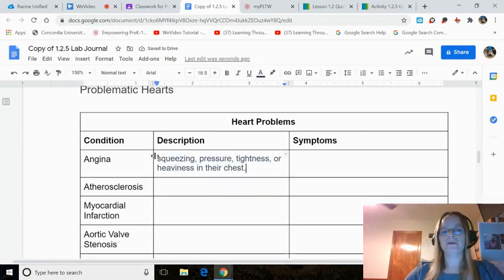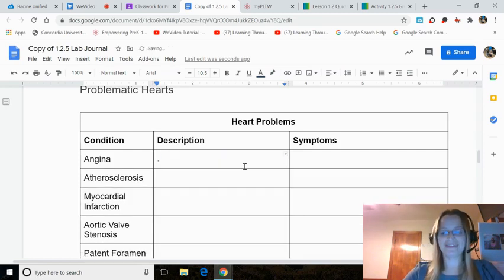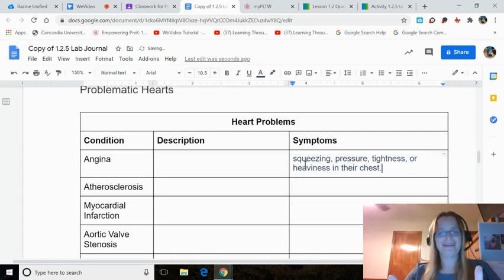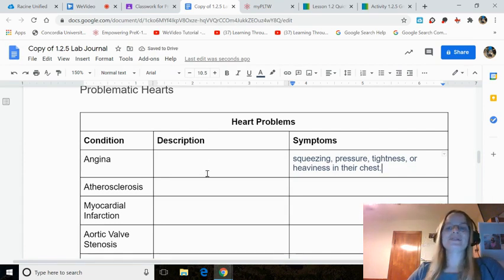Oh, I put it in the wrong spot. There we go. That's okay. That's what delete is for. Here we go. Symptoms, right there. Oh, not Shift V, Control V. So squeezing, pressure, tightness, or heaviness.